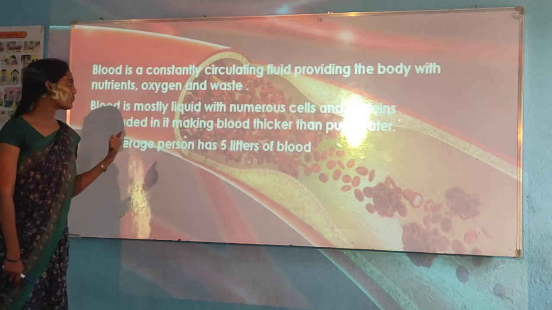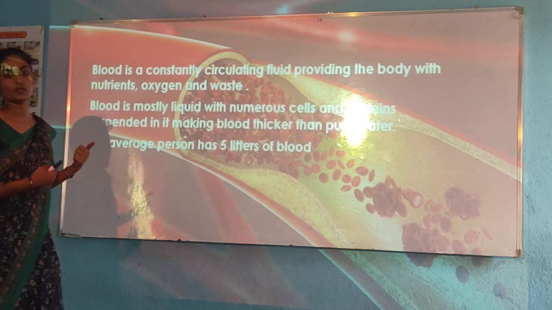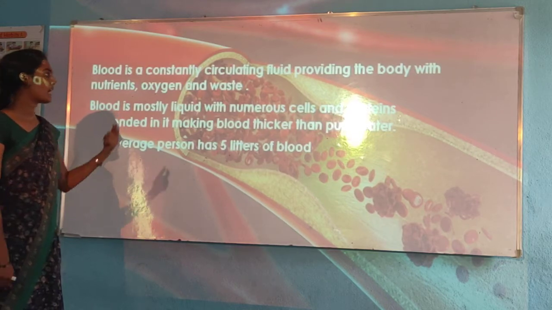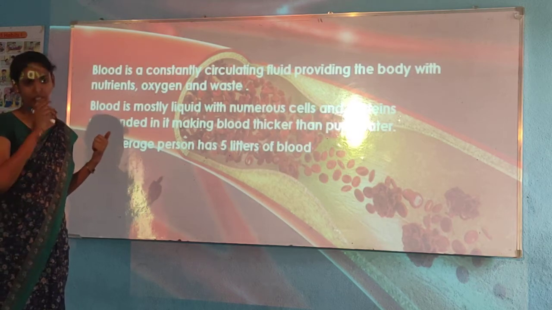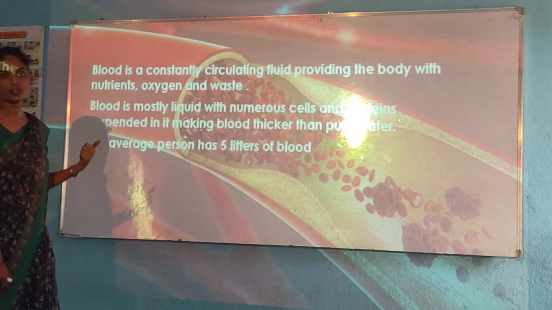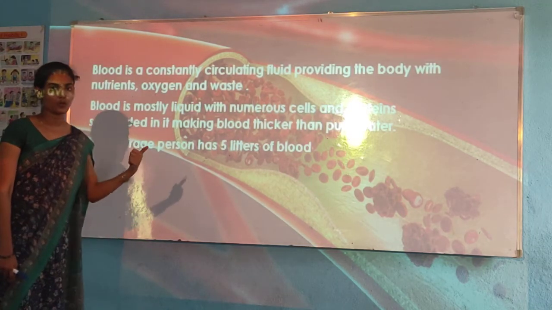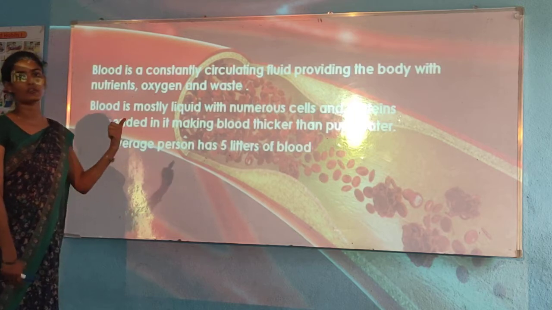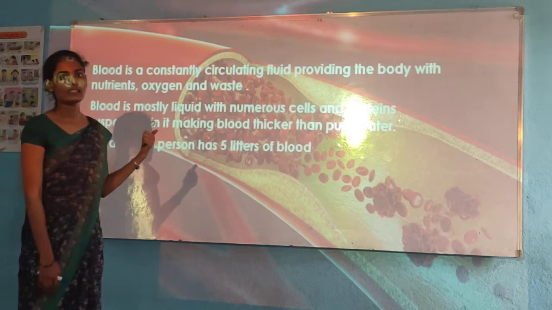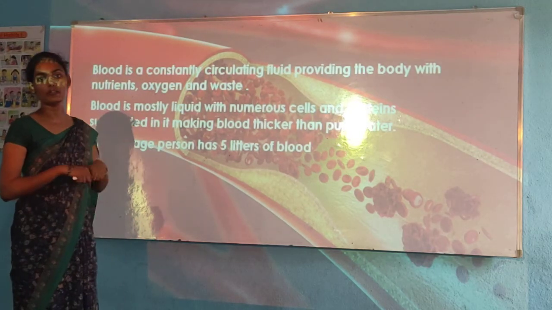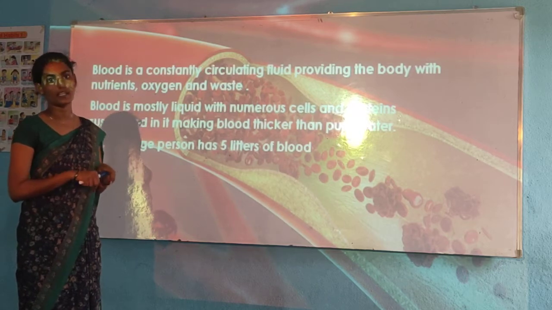Blood is mostly liquid with numerous cells. There are red blood cells, white blood cells, platelets, and proteins suspended in it. Whatever food we take, the blood takes the protein, and these solid materials suspended in the blood make it thicker than pure water, because of the numerous cells and proteins present. Our blood is thicker than pure water. And how much blood do we have? An average person has about 5 liters of blood in the body.